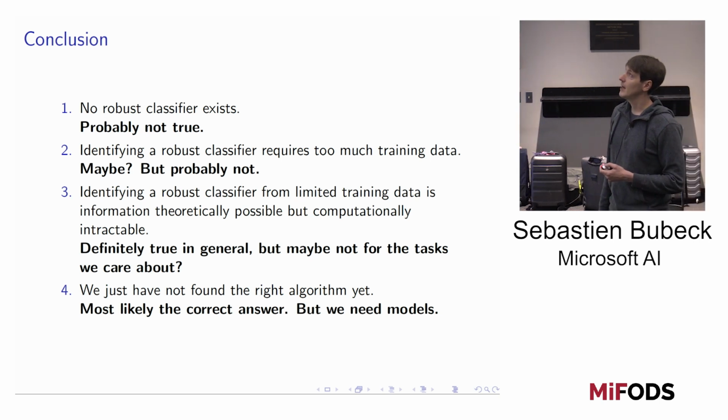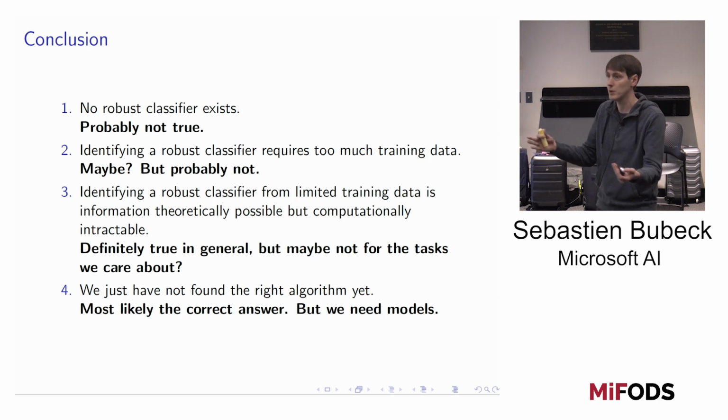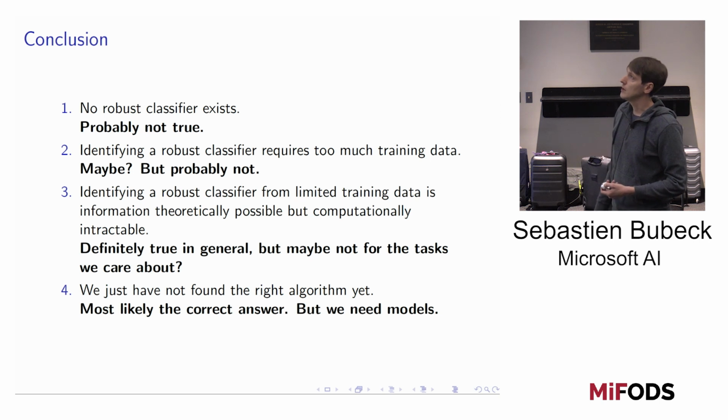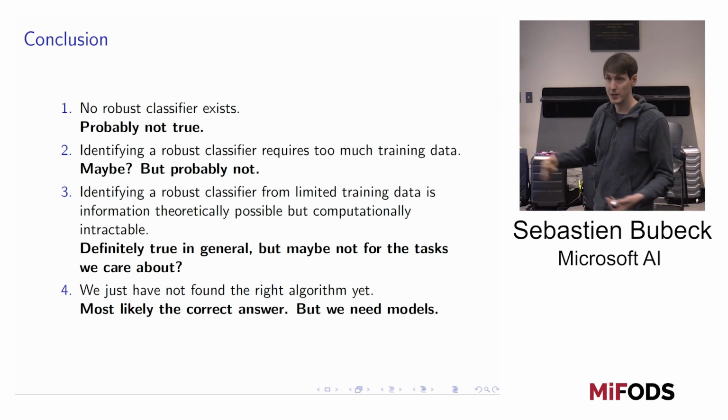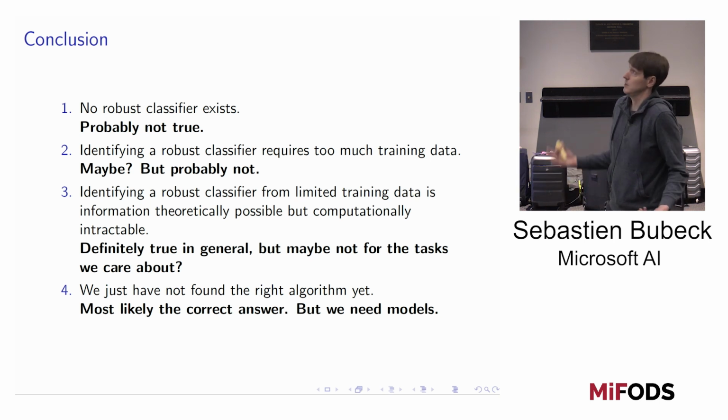Now, the second one is that identifying a robust classifier requires too much training data. So I put maybe, because as we saw, there could be a small polynomial gap between robust and non-robust. And we know we can learn those problems non-robustly. So maybe, a couple of years from now, we have 10 or 100 times more data, and then suddenly everything works out. I doubt it, but who knows? So the jury is still out on 2.